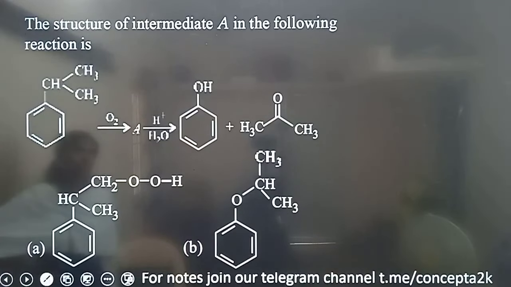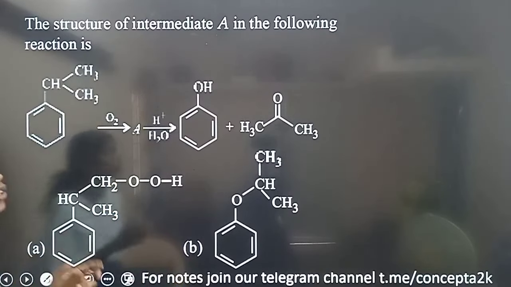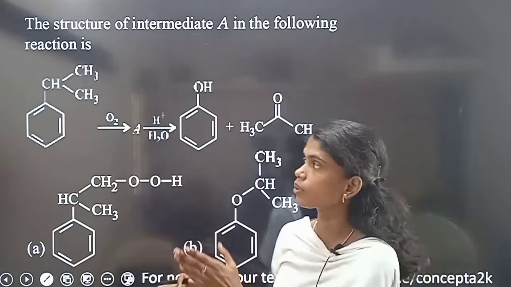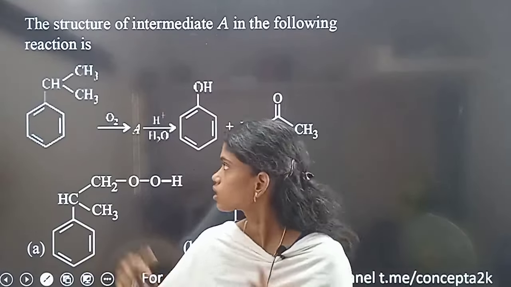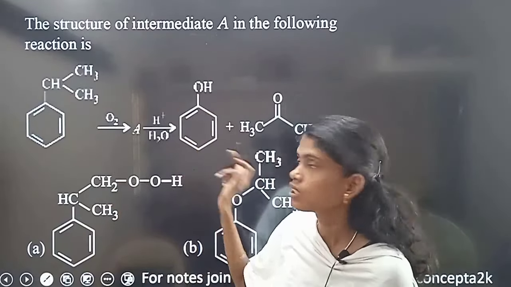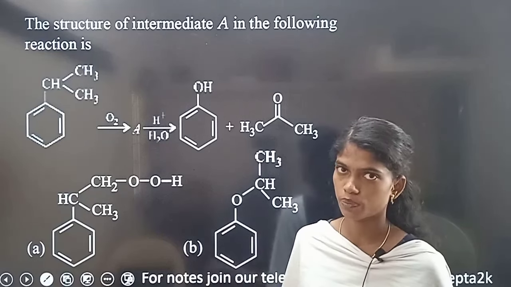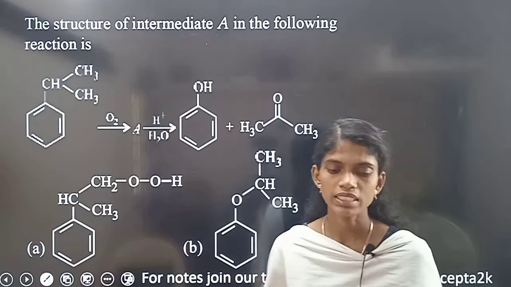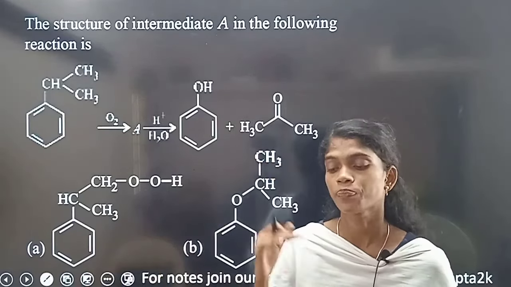Okay, the structure of the intermediate in the following reaction: this is nothing but the preparation of phenol from cumene. The isopropyl group is on the benzene ring, and when we oxidize it we get a peroxide as the intermediate. On hydrolysis we get phenol plus acetone. This is the most efficient technique of preparation of phenol because it yields acetone as a byproduct also.